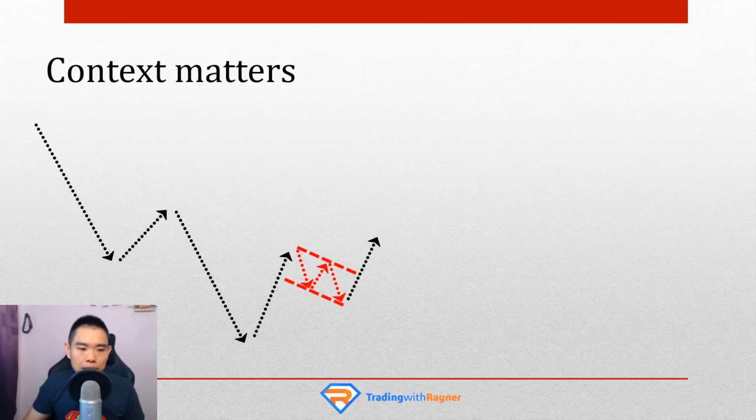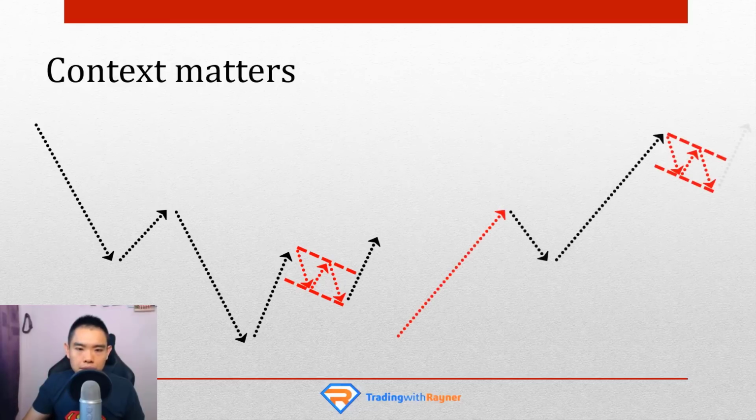Okay, and you compare that with a bull flag that's formed at this point in time. Both of them are flag patterns. But which one do you think has a higher probability of it working out? This one over here or this one over here? So this is what I mean by context matters.